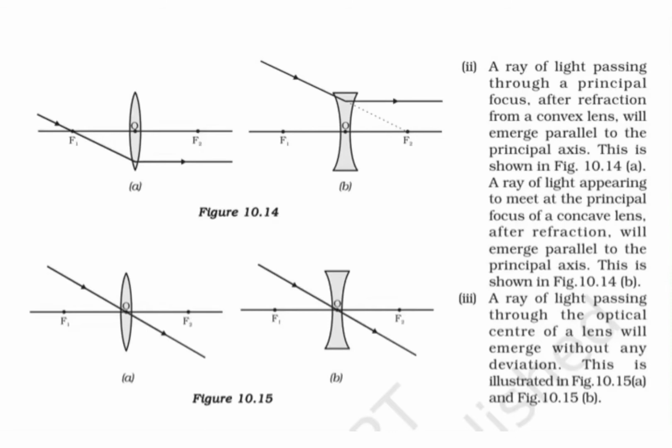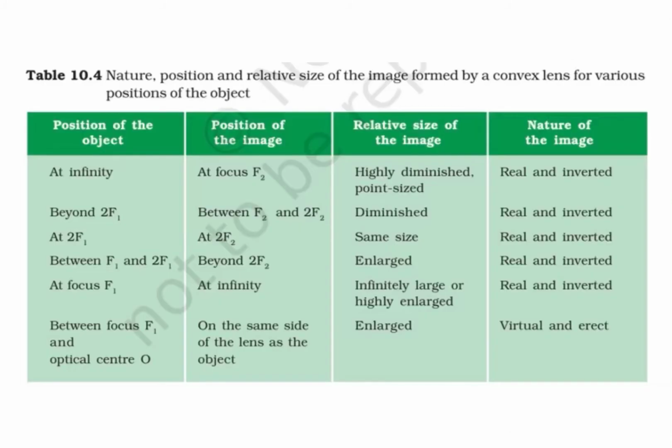And now we will see the position of image, nature and size of image when object is placed at different places in front of lenses. The following table represents the image formed by convex lens when object is placed at different positions. First case, object is placed at infinity. Image will be obtained at f, that is f2. The size of the image will be highly diminished or point-like, and the nature of the image is real and inverted. Second case, when object is placed beyond 2f1, image will be obtained between f2 and 2f2.